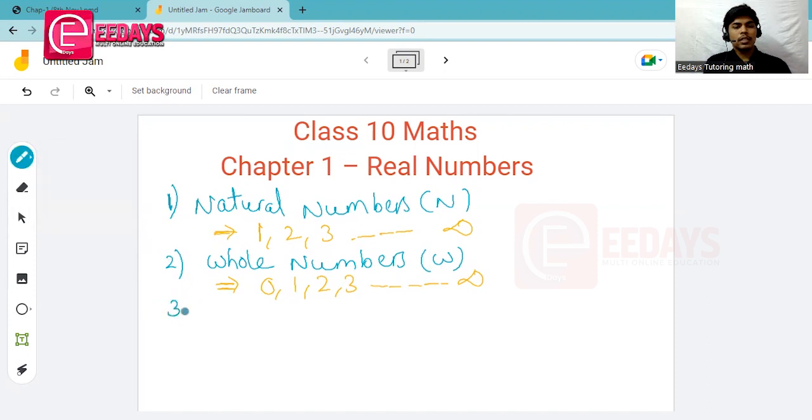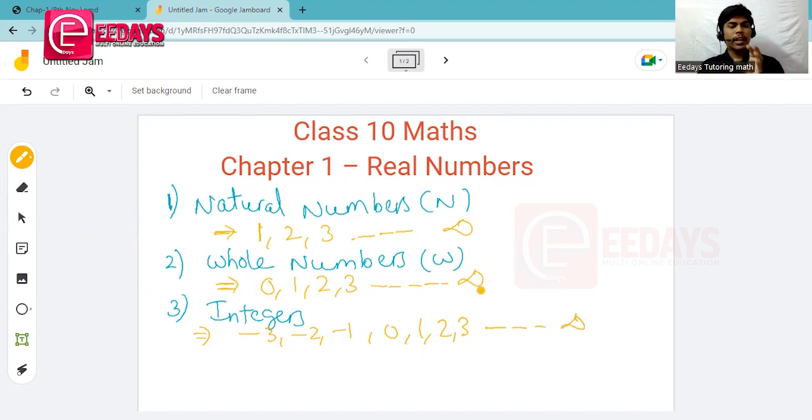Let's move on to the third numbers, that is integers. What did we learn about integers in the previous classes? Integers are nothing but if we include negative numbers and positive numbers and also 0, you get integers. So we write -3, -2, -1, 0, 1, 2, 3, the positive values till infinity. If you include negative integers, we call them integers. We generally denote it with Z.